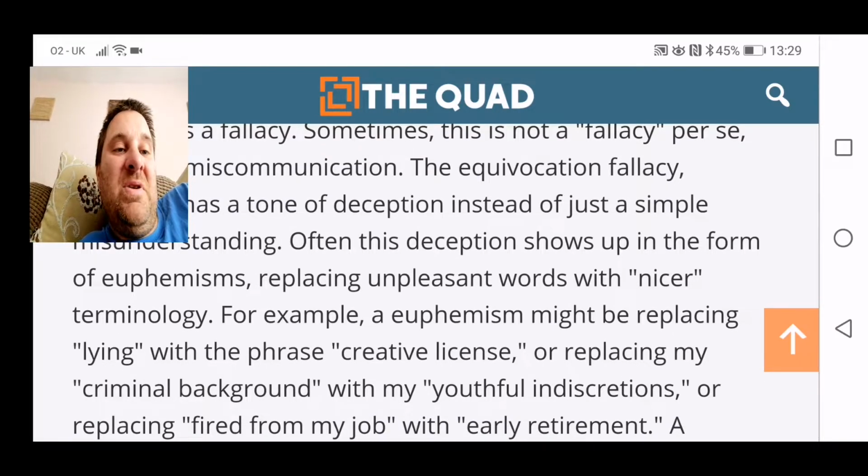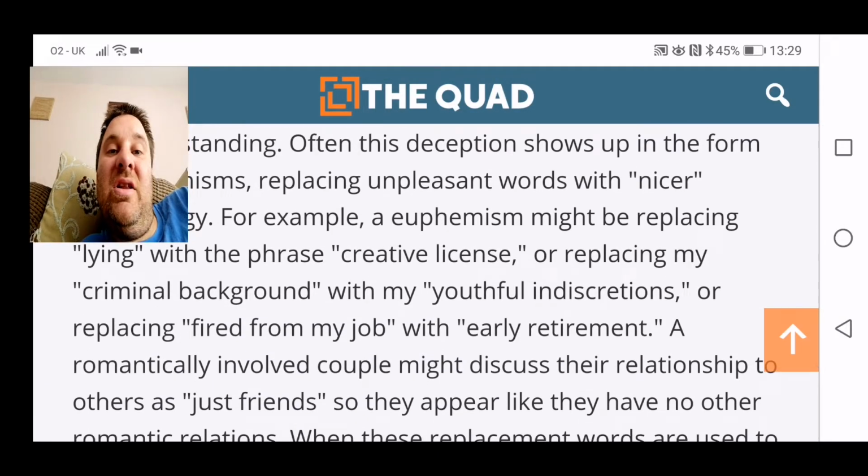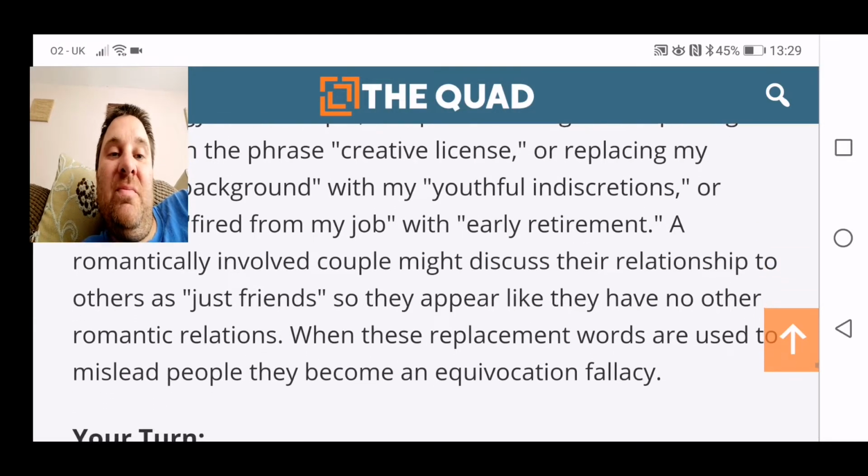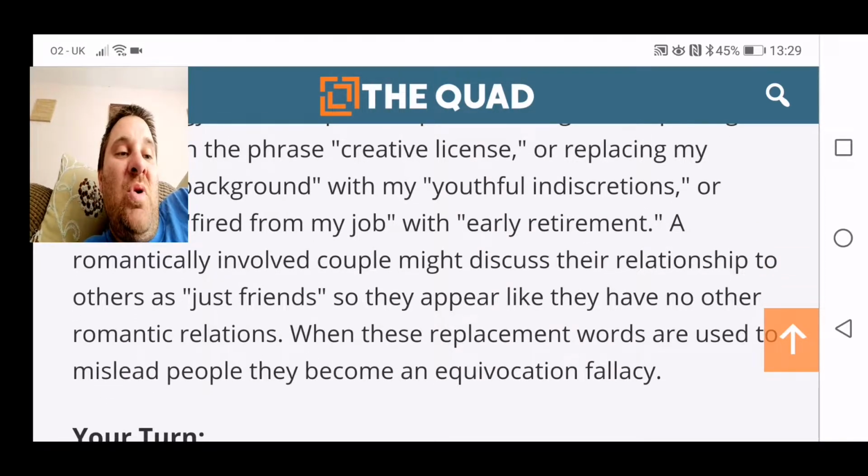For example, a euphemism might be replacing lying with the phrase creative license, or replacing my criminal background with my youthful indiscretions, or replacing fired from my job with early retirement. A romantically involved couple might discuss their relationship to others as just friends, so they appear like they have no other romantic relations. When these replacement words are used to mislead people, they become an equivocation fallacy.